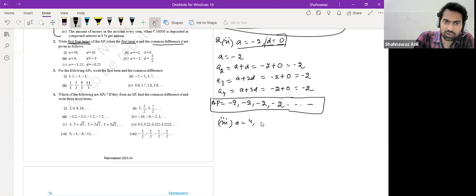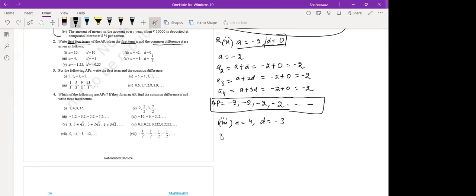Okay, so let us do this third question. A is 4, D is minus 3. So the first term everybody knows. What is the second term?